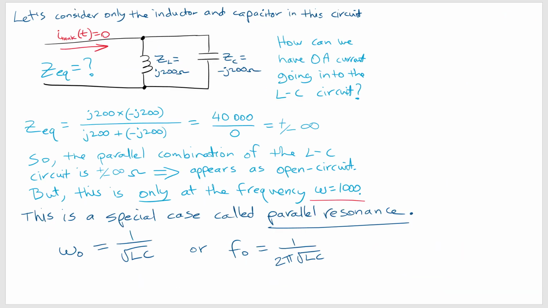And this is called parallel resonance. So that special case is called parallel resonance, and the equation to calculate it is omega naught, which stands for the resonant frequency, and it's 1 over the square root of L times C. Or if we want it in hertz, we just divide that by 2 pi.